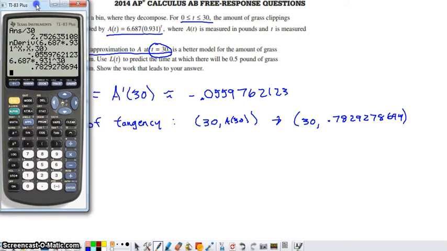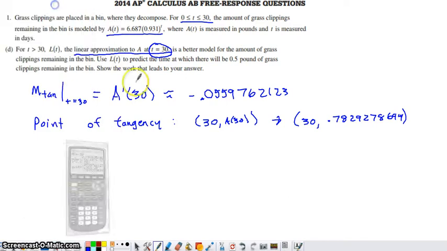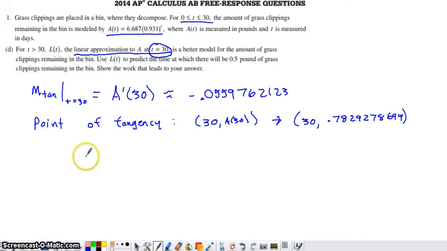So what's the equation of our tangent line? Well, the equation of our tangent line, if we wanted to use point slope form, would be y minus y1's this 0.78 value. And I'm not going to type it all in here, or write it all out here. I'll type it all into the calculator when we go there to get our answer. So y minus 0.78 is going to be equal to negative 0.055 times the quantity t, or x, minus x1 or t1, which is 30.